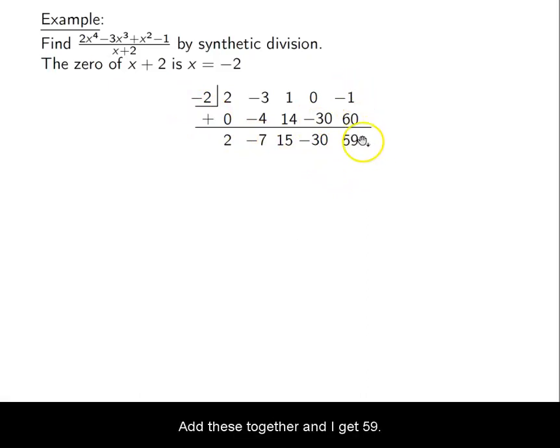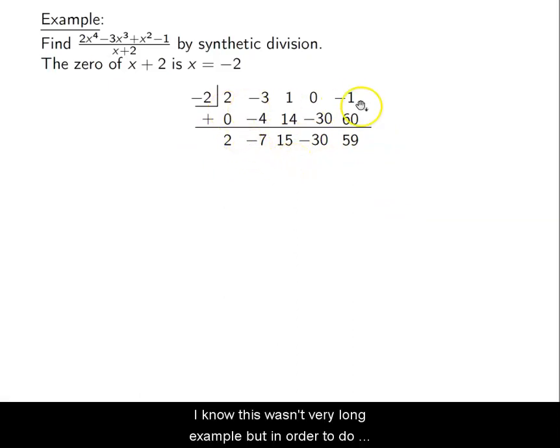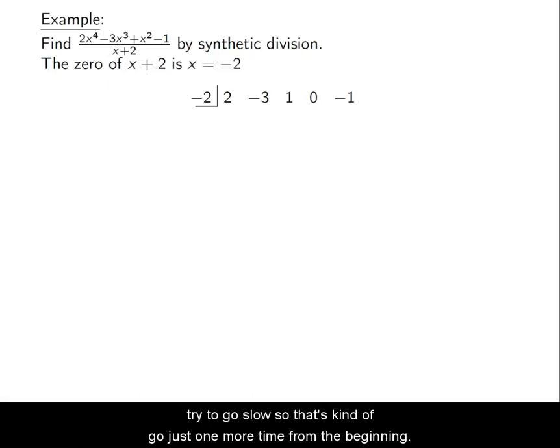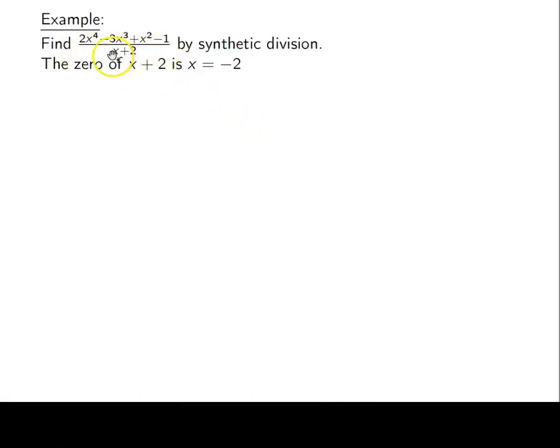Add these together and I get 59. Okay, now what we have here is our answer, right? Before we go into that, I know this wasn't a very long example, but this algorithm can go by very fast, right? So I try to go slow. Let's go just one more time from the beginning, okay?